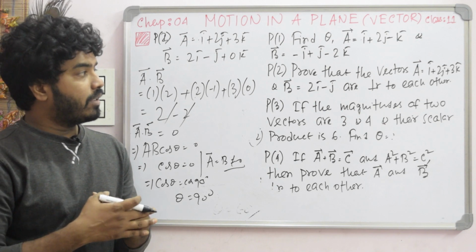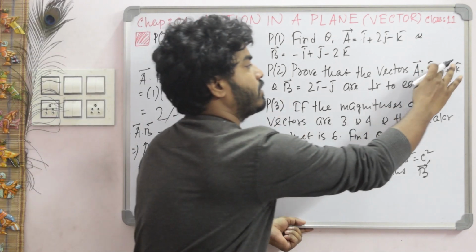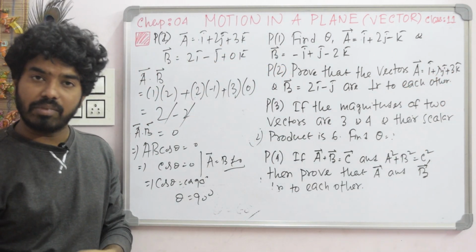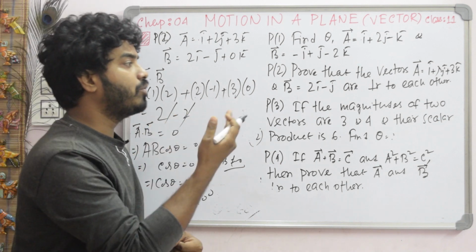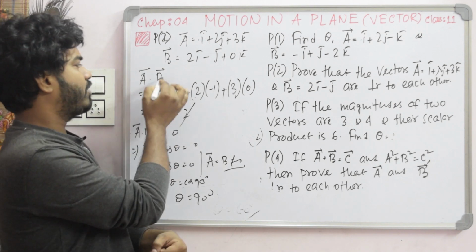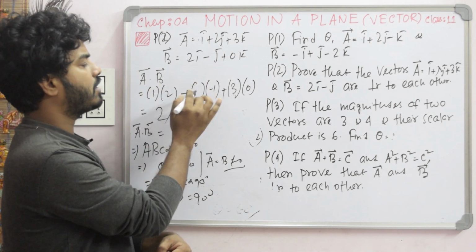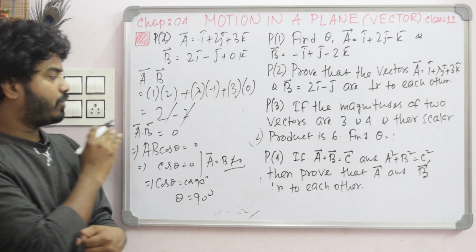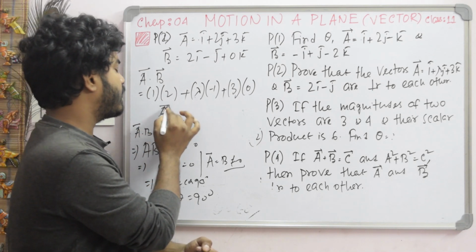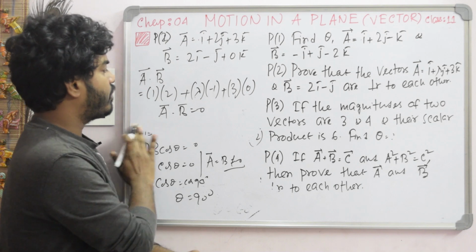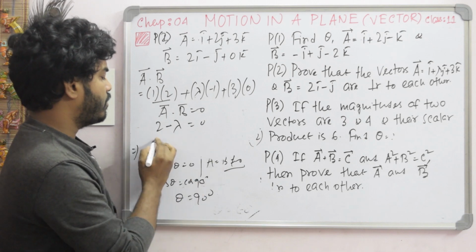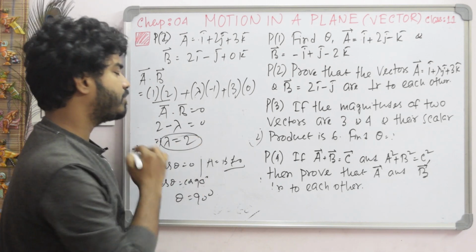Suppose in this problem there is given lambda j cap, and you have to find the value of lambda for which these two vectors are perpendicular to each other. Same method. When vector A and B are perpendicular, A dot B is 0, and from this equation we get 2 minus lambda equal to 0. So the value of lambda will be 2.